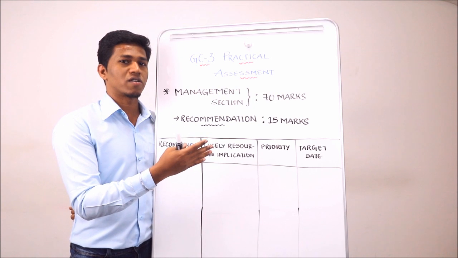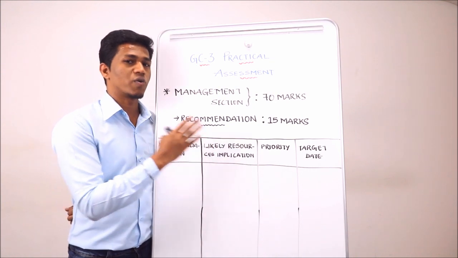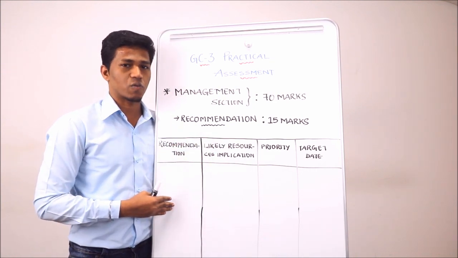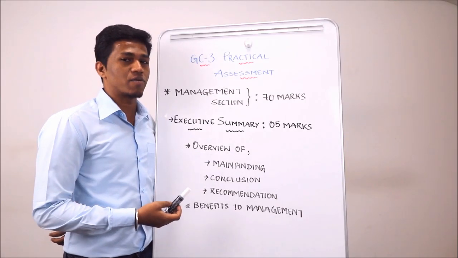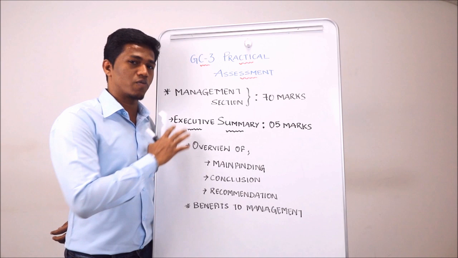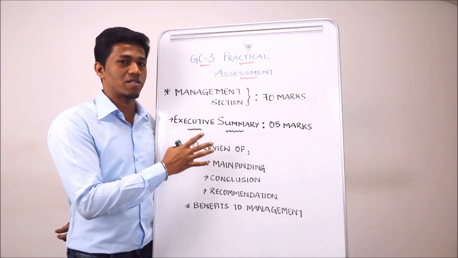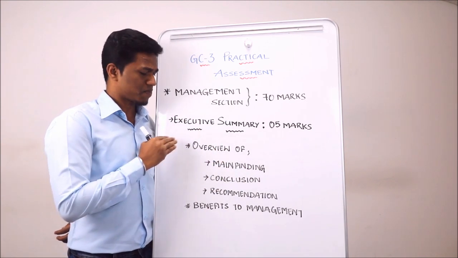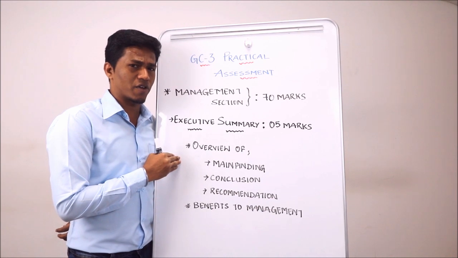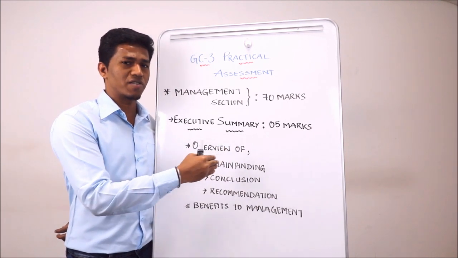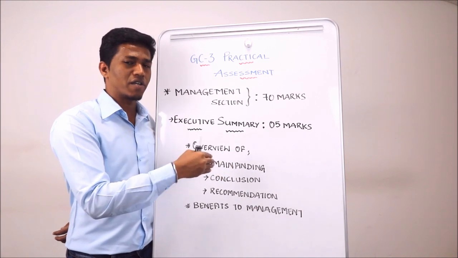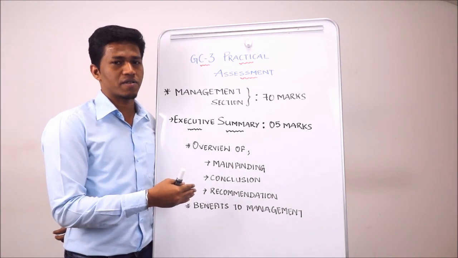Now we'll see the next section, the executive summary, and we would conclude this entire GC3 practical work. The last section is on executive summary, which is of 5 marks. Now we are going to summarize your entire observation under this section. Here you're expected to write the overview of your observations, your main findings and your conclusion and what recommendation has been suggested.